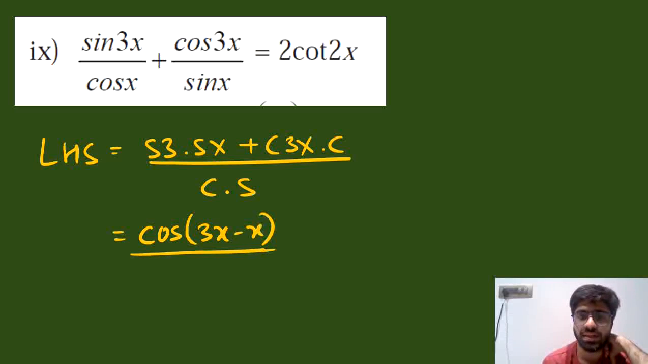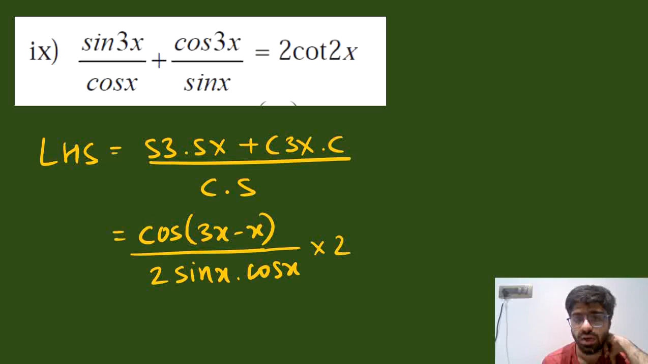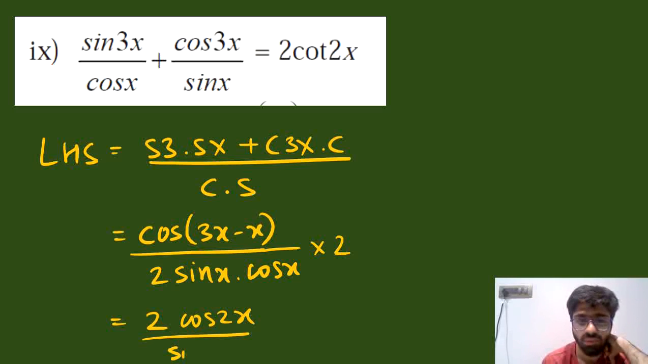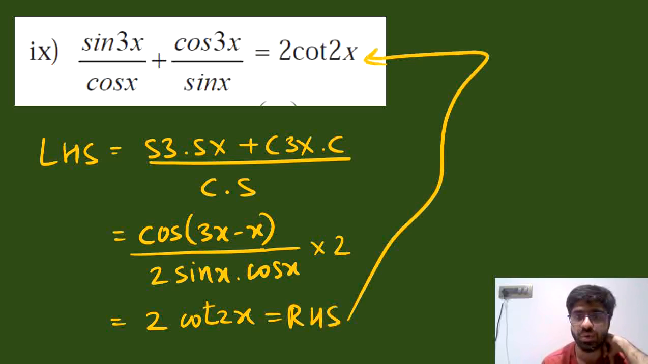In the denominator, let's multiply that thing with 2. So we have 2 sine x cos x into 2. So we are finally left with 2 times cos 2x divided by the denominator, which is now equal to sine 2x. But then cos 2x upon sine 2x, that becomes cot 2x. And that is what is your right hand side. And yeah, that's precisely how we are solving the 9th question.